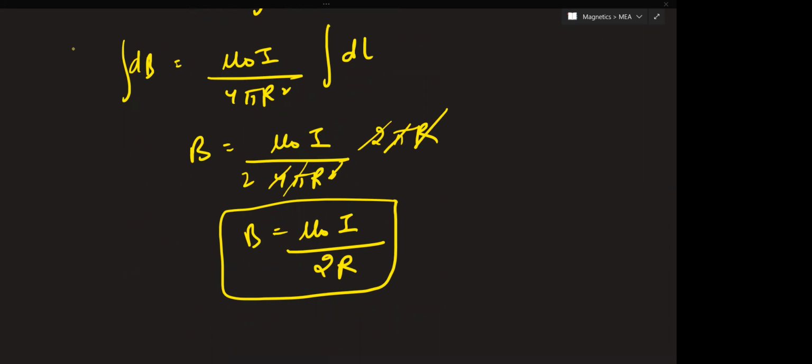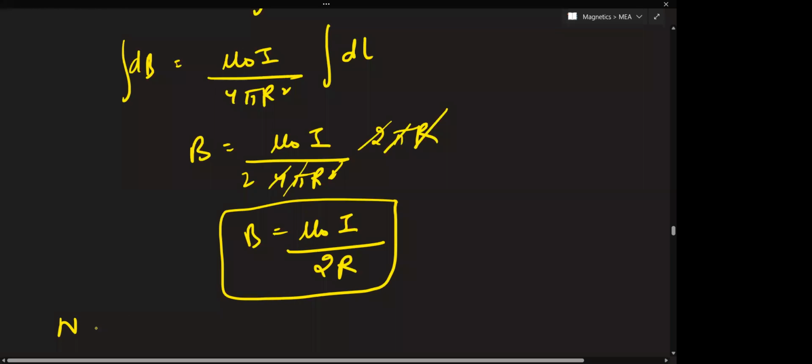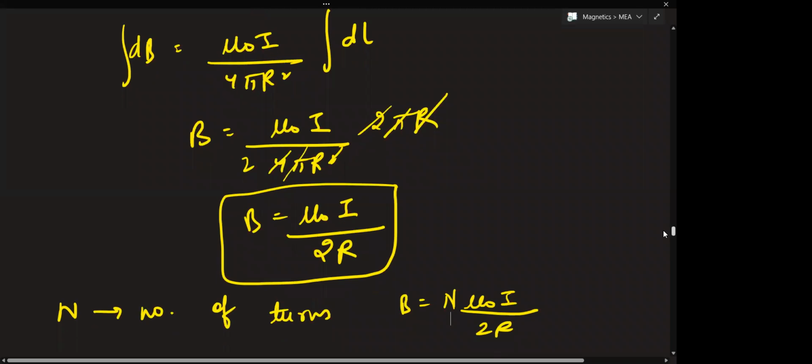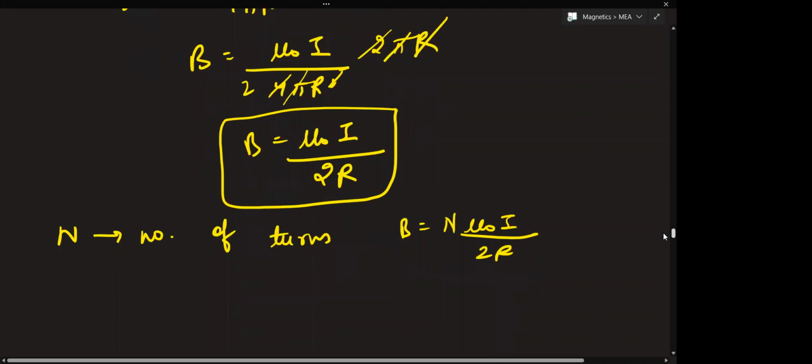Suppose the coil doesn't have a single loop. N number of turns are present. So multiply it with N, where N is the number of turns. Then the formula, mu naught I by 2r, will become N times this. And I'll write down the modified right hand thumb rule as well.